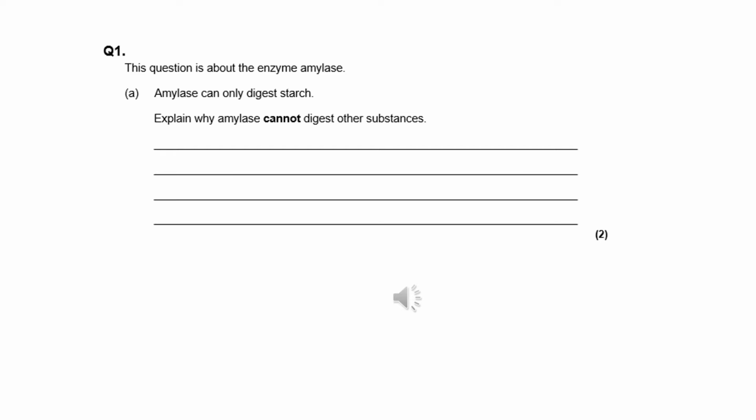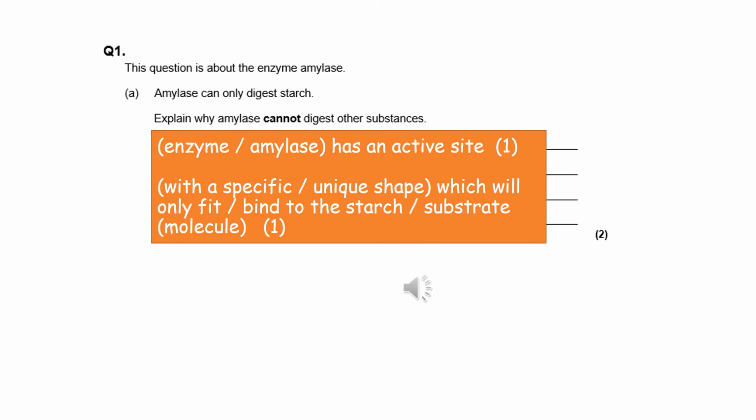Amylase can only digest starch. Explain why amylase cannot digest other substances. This question is worth 2 marks. Pause the video and have a go at the question. So the reason why amylase cannot digest other substances is because the enzyme has an active site which has a specific shape that will only bind to the substrate, which in this case is starch.